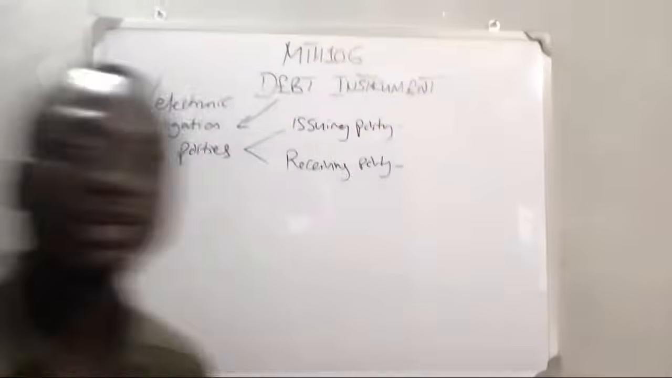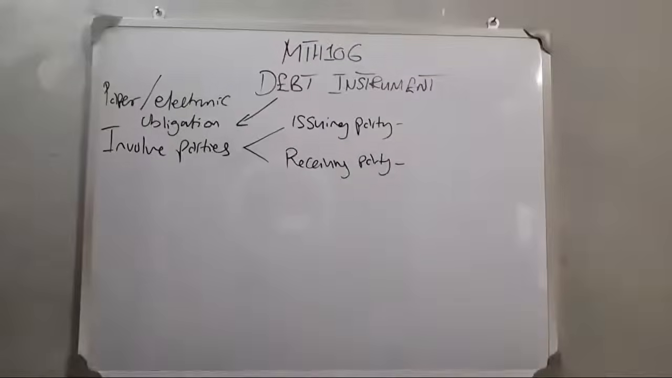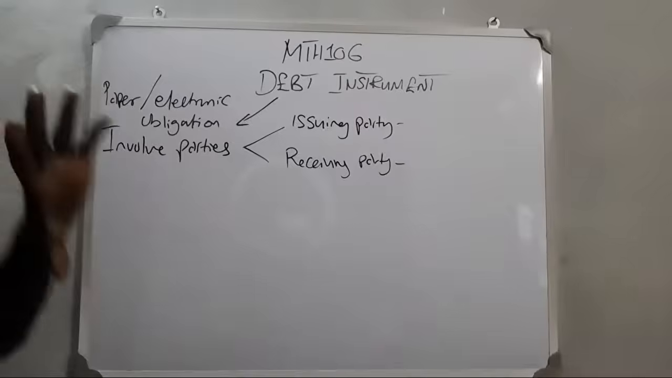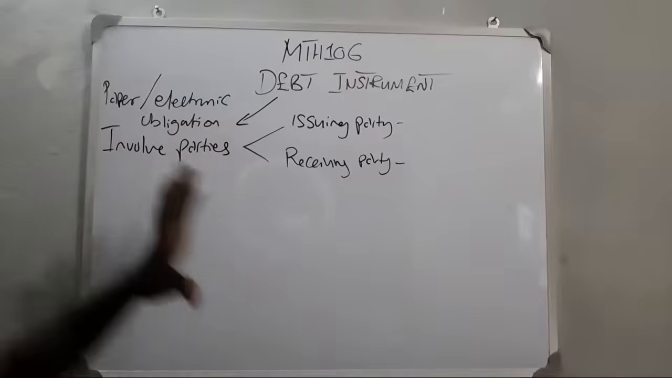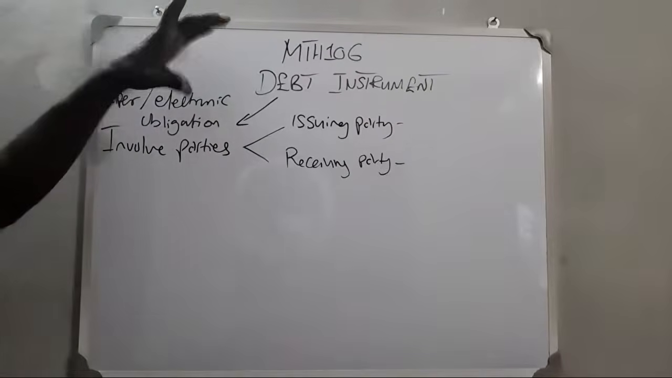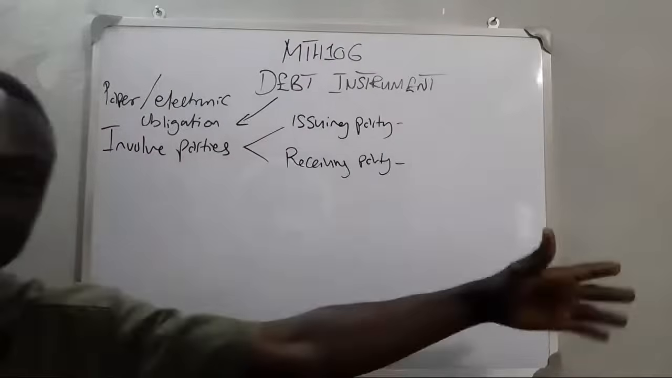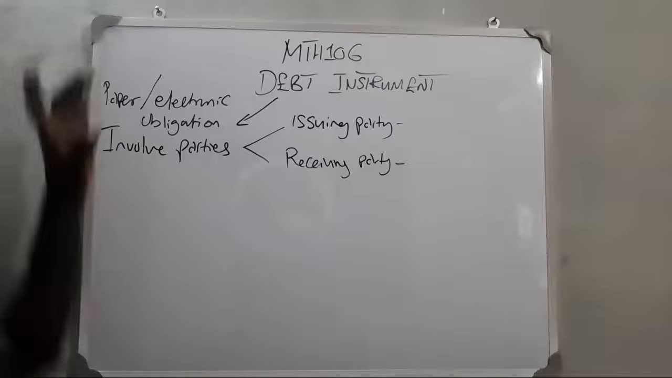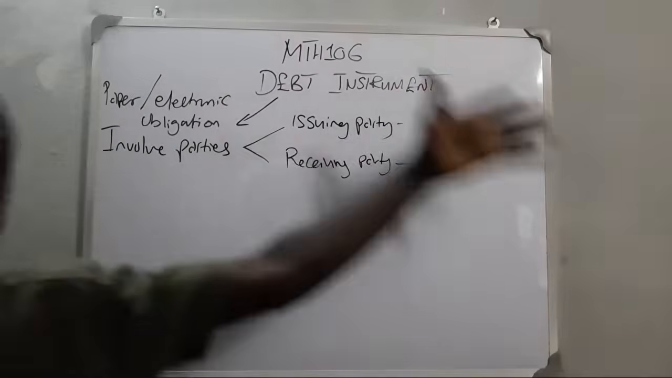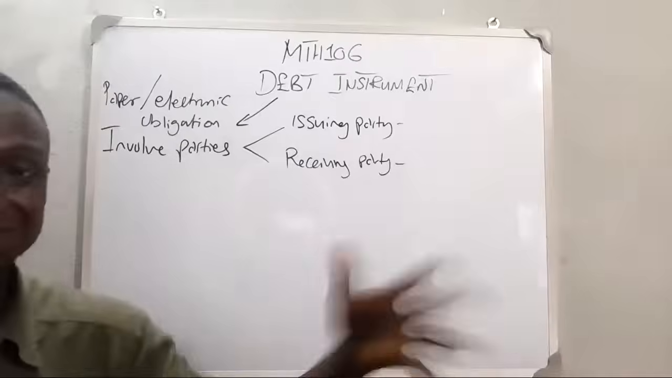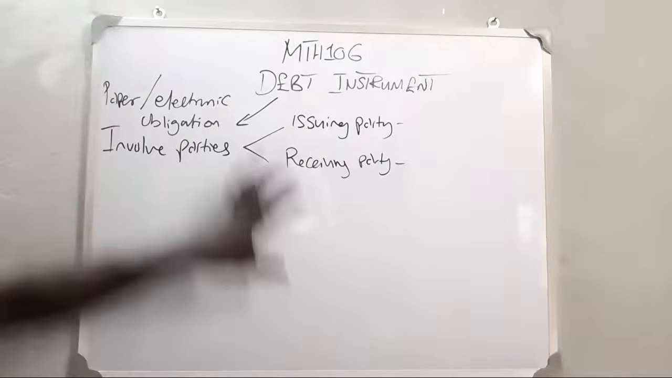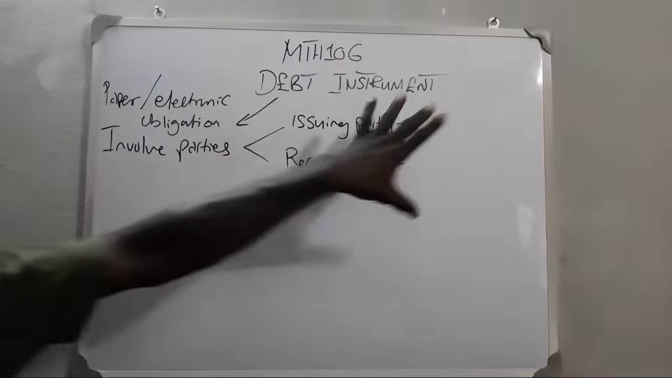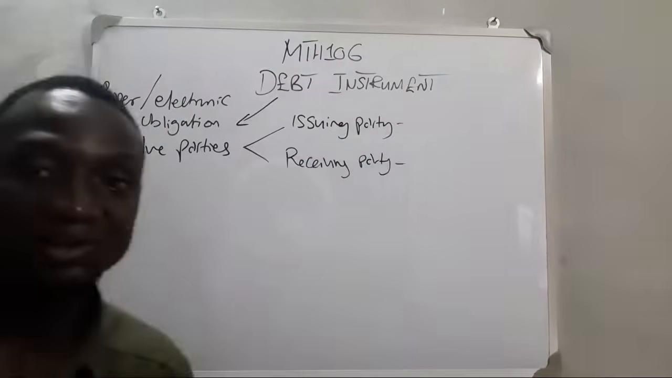Now we're talking about debt instrument, and as we have been saying, it is a paper or an electronic obligation, and it involves parties. To give out this instrument involves parties. Majorly, there are two parties involved. We have the issuing party and we have the receiving party.